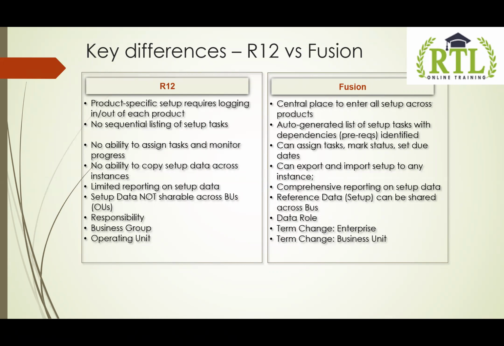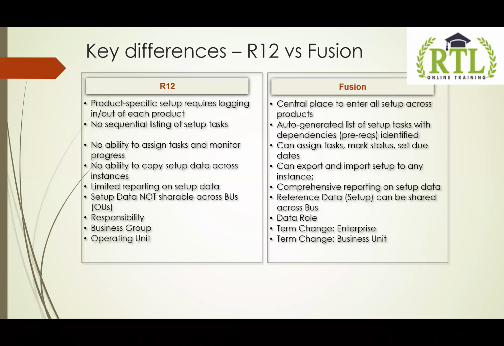That is a central place to enter all setups across the products, and that central place we call a functional setup manager. We call it FSM, functional setup manager. And no sequential listing of setup tasks. In EBS, whatever the setups are there will not be listed in a sequential order. Whereas in Fusion, all the setups will be listed in a sequential order. All the setups will be generated by the system based on the scope of your project.